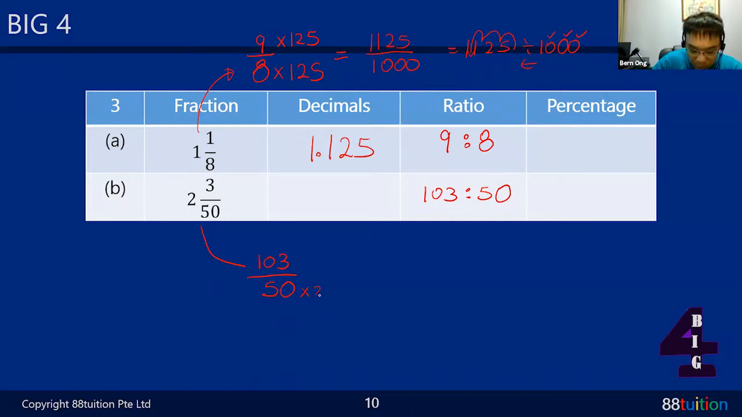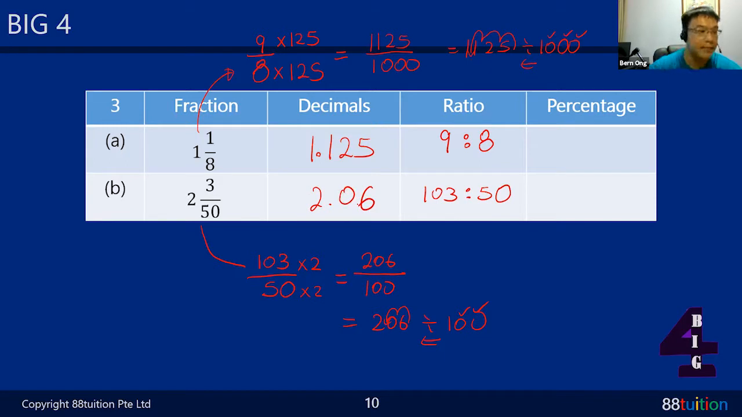Again, change to what? 10, 100, or 1000. 50 times 2 will give you 100. That's easy. So 103 times 2, numerator also must times 2. Why? To be fair. So this one can be written as 206 divided by 100. Divide means to the left, 100 means 2 movement, 1 step, 2 step. Answer is 2.06 as a decimal.